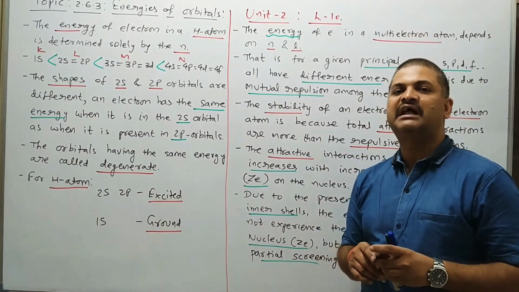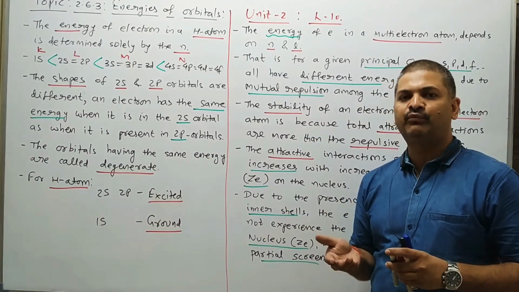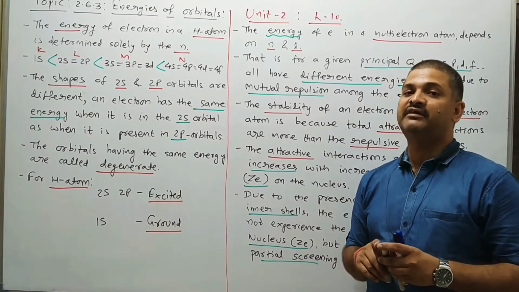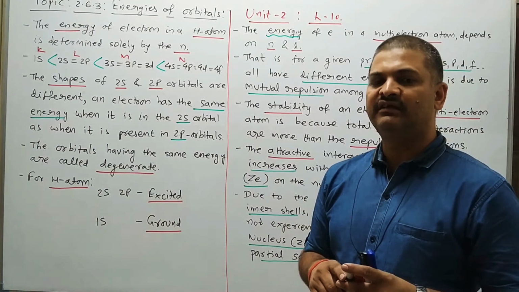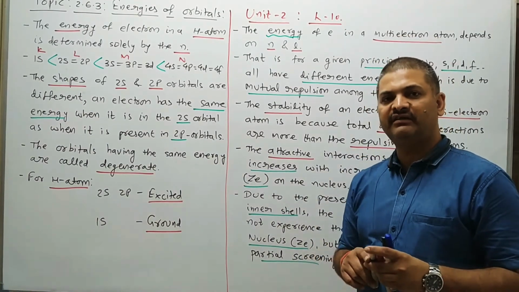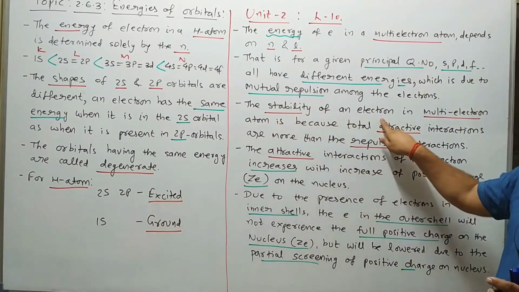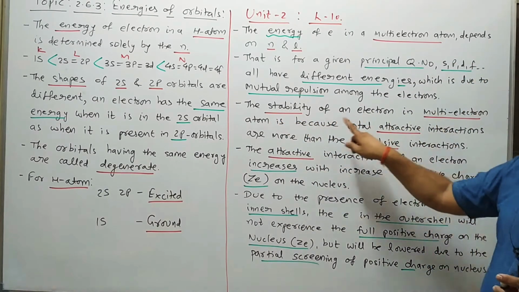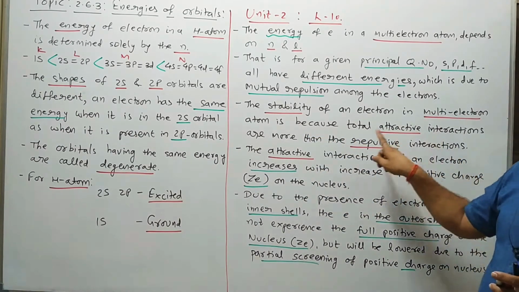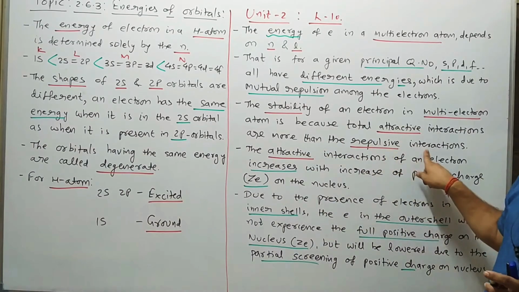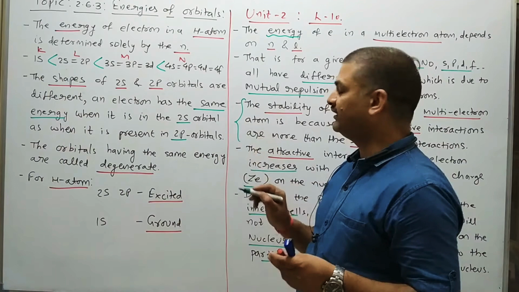If both directions of spins are in the same direction, either upward or downward, repulsion will take place. But whenever they are in opposite directions, repulsion will never take place. Now next one: stability of an electron in a multi-electron atom is because total attractive interactions are more than the repulsive interactions. Clear? In which condition will stability be there?